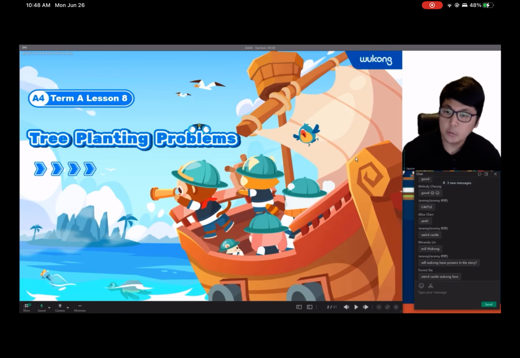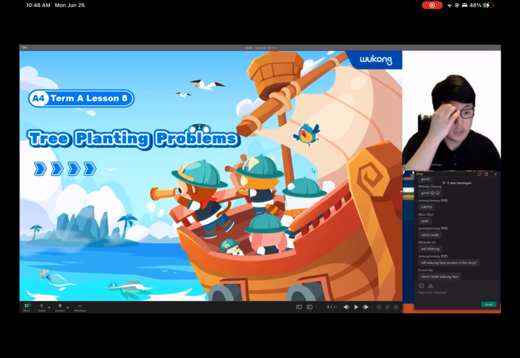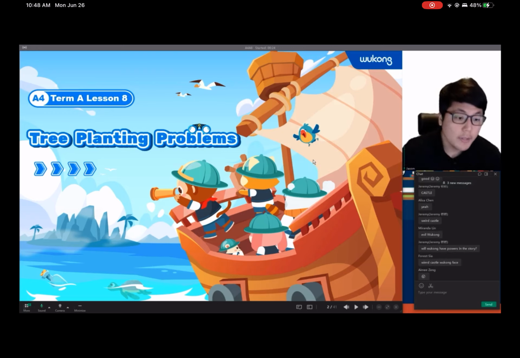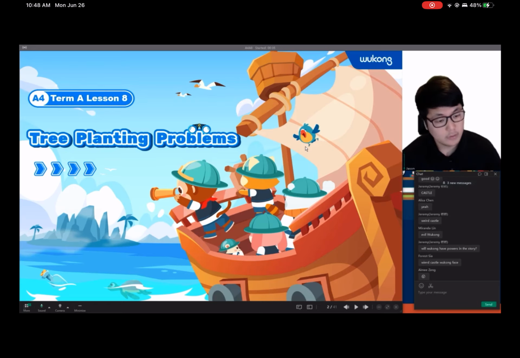So today we are going to learn about tree planting problems, guys. Tree planting problems. So we need to plant some trees and count trees, I guess. But guys, there are so many variations. There's so many different types of tree planting questions, which all look very similar. So today, guys, you need to make sure to read the question very, very carefully.